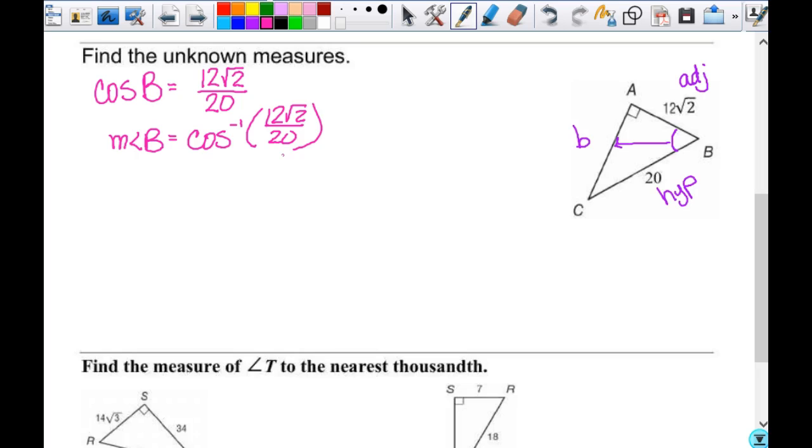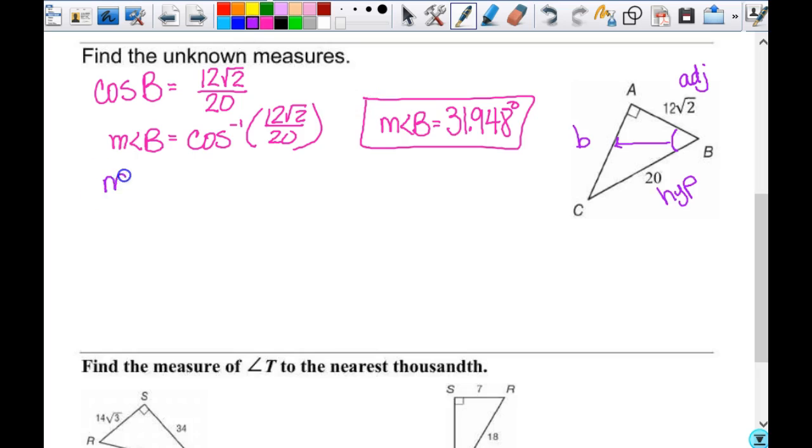What do you have to be careful of? Your parentheses. Otherwise it tries to take the cosine inverse of 12 times the square root of 2 divided by 20, which is not what you want. And it's going to give you an error because a cosine value will never be greater than 1. So what do we get for the measure of angle B? .48 degrees. Good.